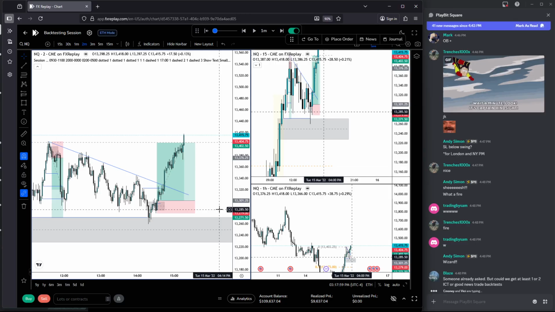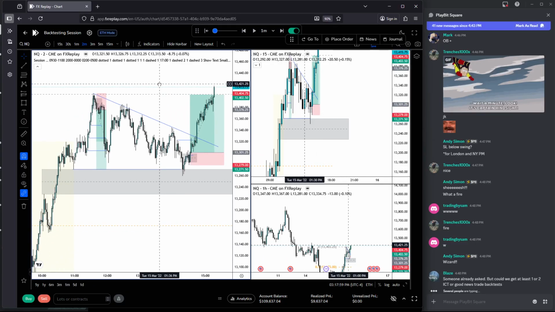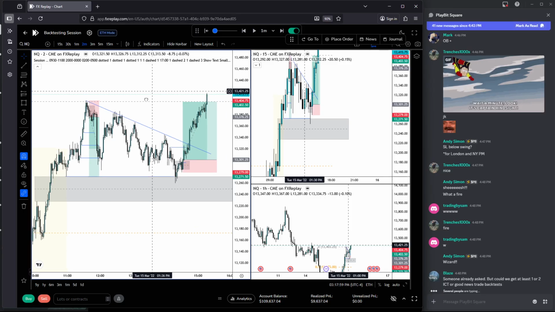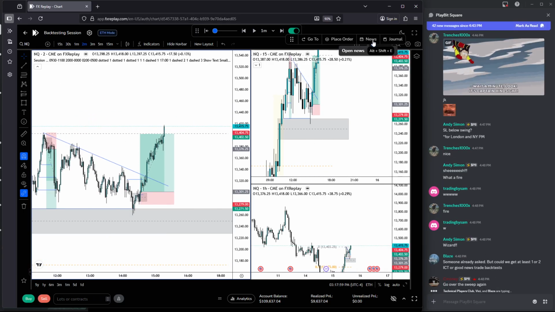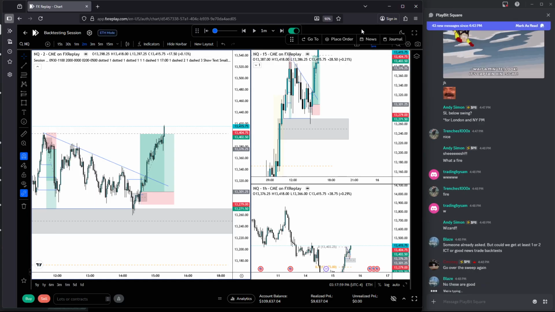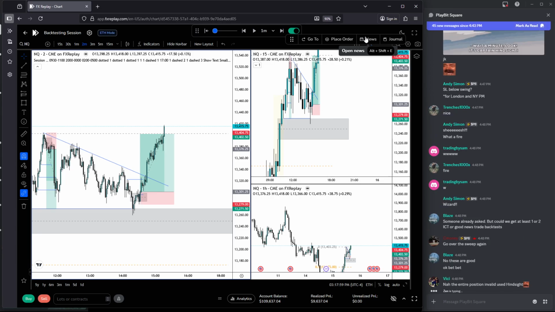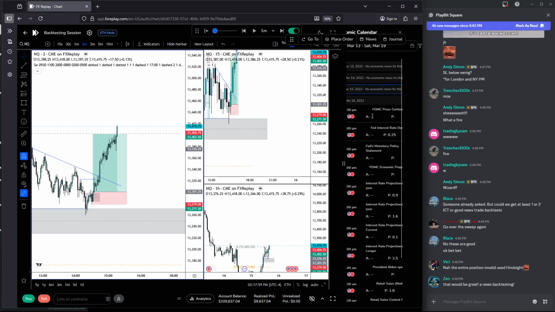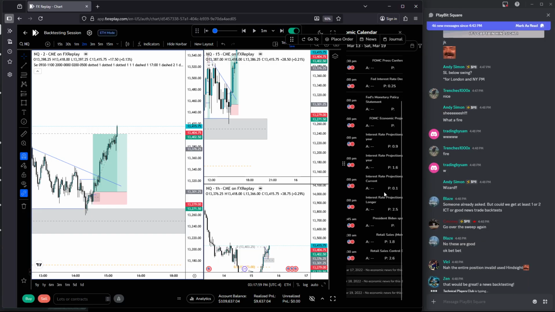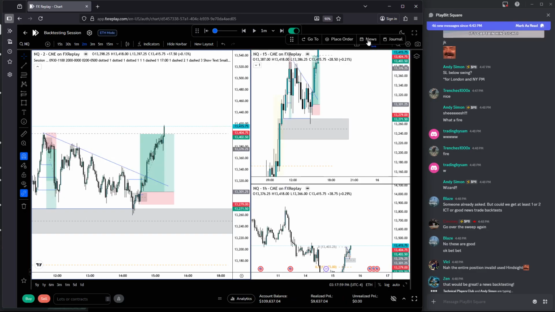Someone already asked, but could you get at least 1 to 2 ICT or good trade back tests? What do you mean? These are good trades. These are not bad trades. Oh, good news trades. I'll have to figure out. You can do the next back testing on news only. I'll have to figure out how to do the whole news thing. I don't want to do it now. I'll have to figure out how to do the news back testing, because this only shows you the date at which we had news. I don't know how to set it up and how to take it. I'll have to set that up.